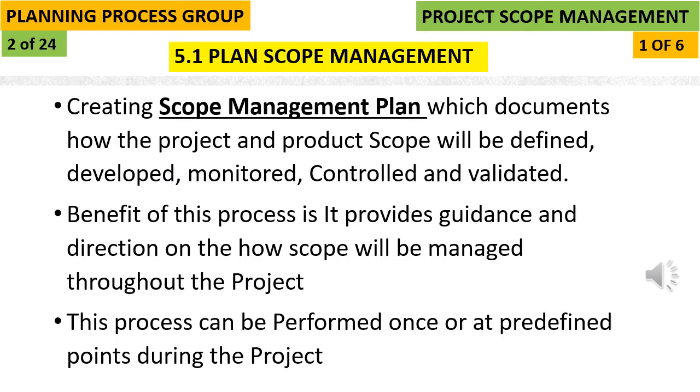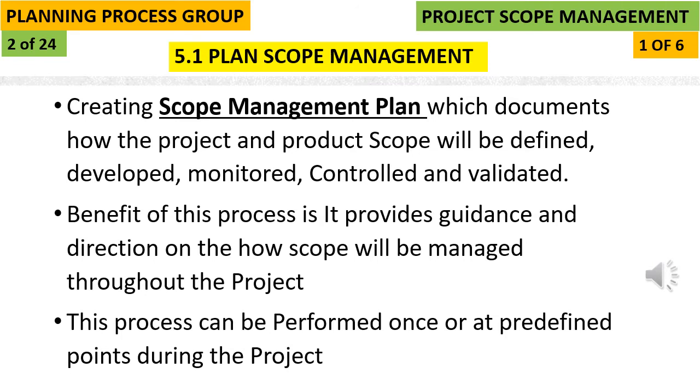In this video, we are going to discuss the process 5.1 Plan Scope Management. This is the first process out of 6 processes under the Project Scope Management knowledge area. This is also the second process out of 24 processes under the Planning process group. Plan Scope Management 5.1.